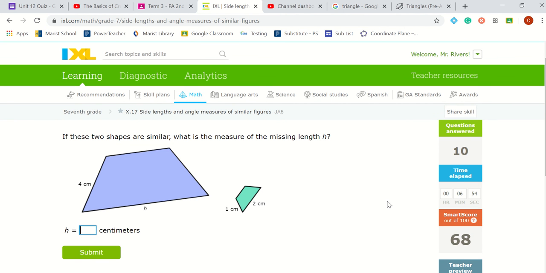If these two shapes are similar, what is the measure of the missing length h? Okay, well, let's see. 4 appears to be the shorter side. It corresponds to 1. H is the longer side. It corresponds to 2. So 1 multiplied by 4 is 4. 2 multiplied by 4 is 8. Let's double check that. Let's go the other way. 4 divided by 4 is 1. 8 divided by 4 is 2. You could have cross multiplied and solved too, but this was simple enough where I could do it mentally.